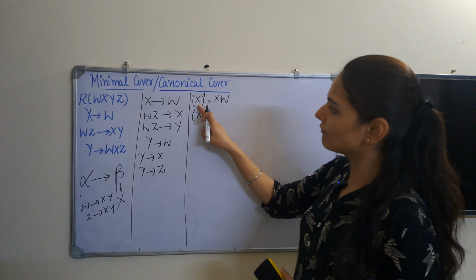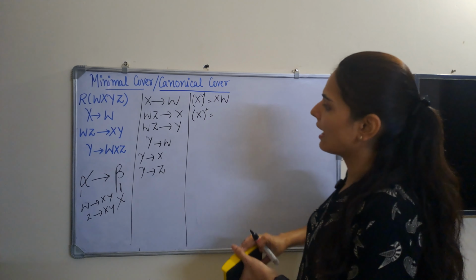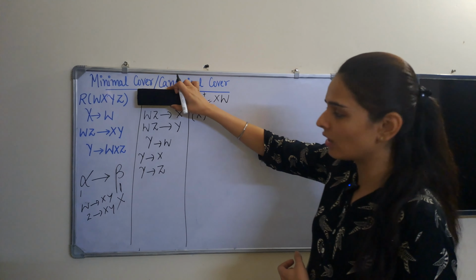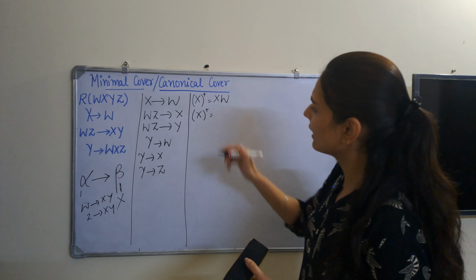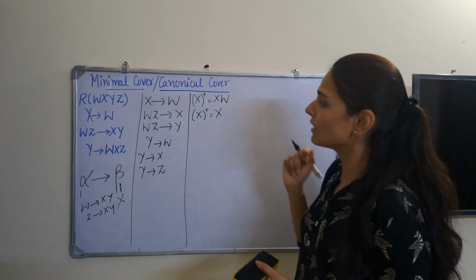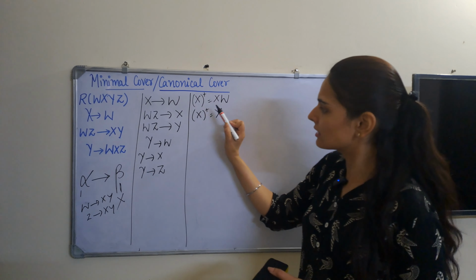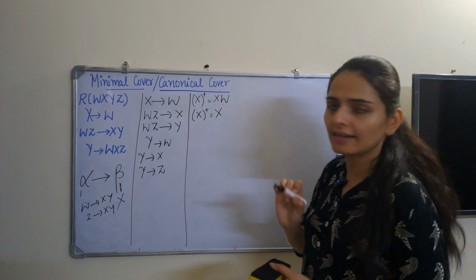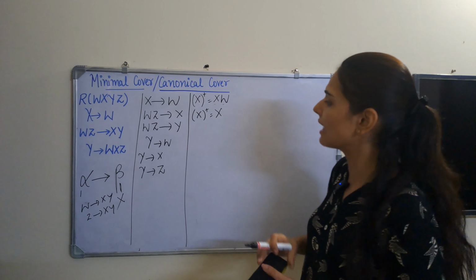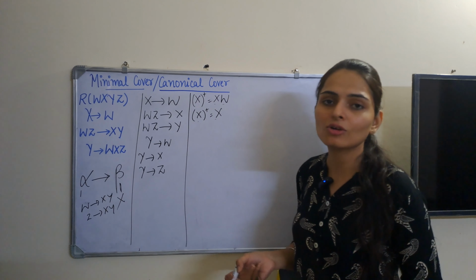Once we have found the closure of X by keeping this functional dependency, we now ignore this functional dependency and try to find the closure of X again. What do we get? We get X, and do we get anything else? No. So we can see that if this functional dependency is in the system, the closure of X gives X and W. But if we do not keep this functional dependency in the system, X could only find X and could not find W.